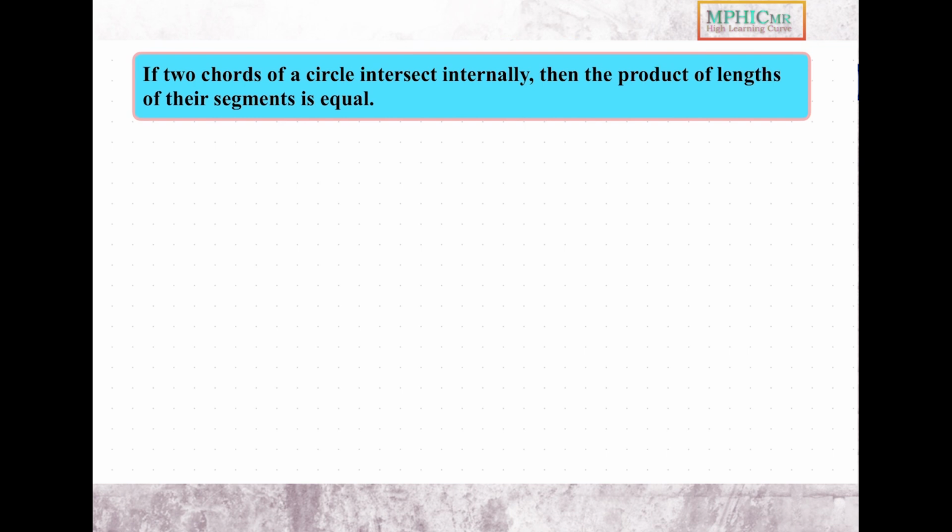Hello everyone. Today we are going to discuss the properties of intersecting chords. So the statement is: if two chords of a circle intersect internally, then the products of the lengths of their segments are equal.